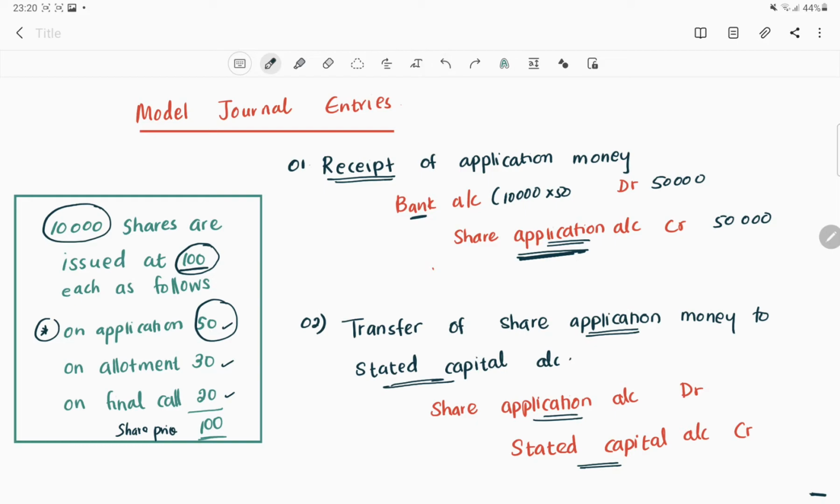So the amounts of the entries are also equal to each other. The amount that we have already credited to the share application account is 50,000. So the same amount you are removing from the share application account and crediting into the stated capital account. So these are the first two entries in order to record the application money that you receive for issuing shares.